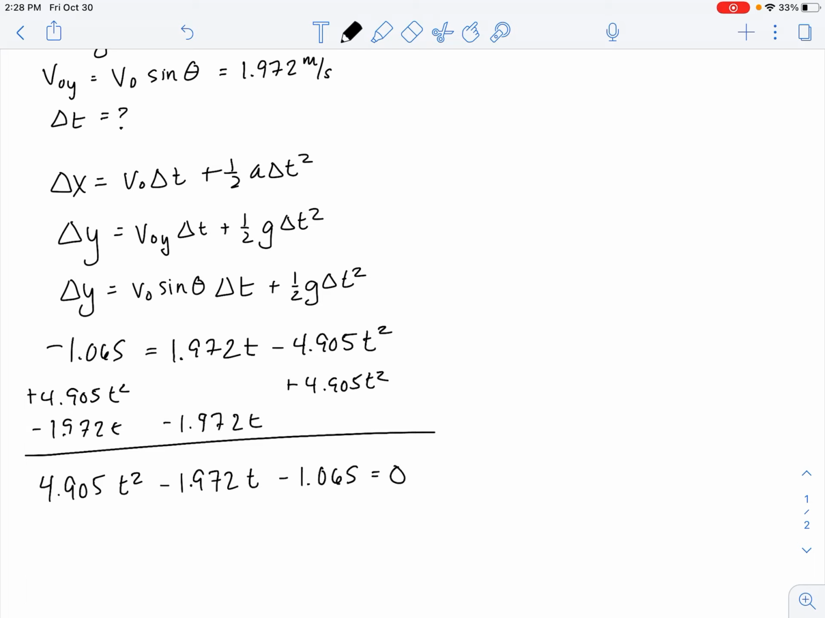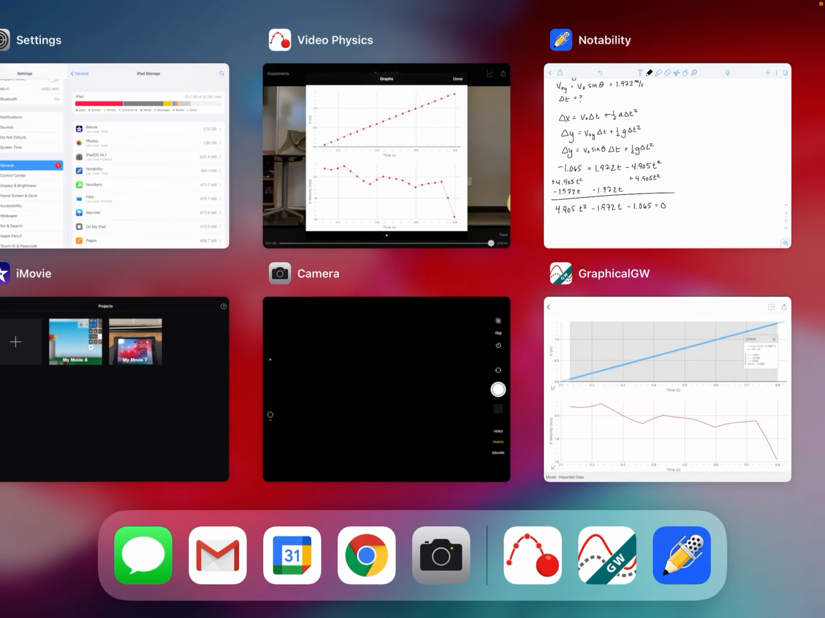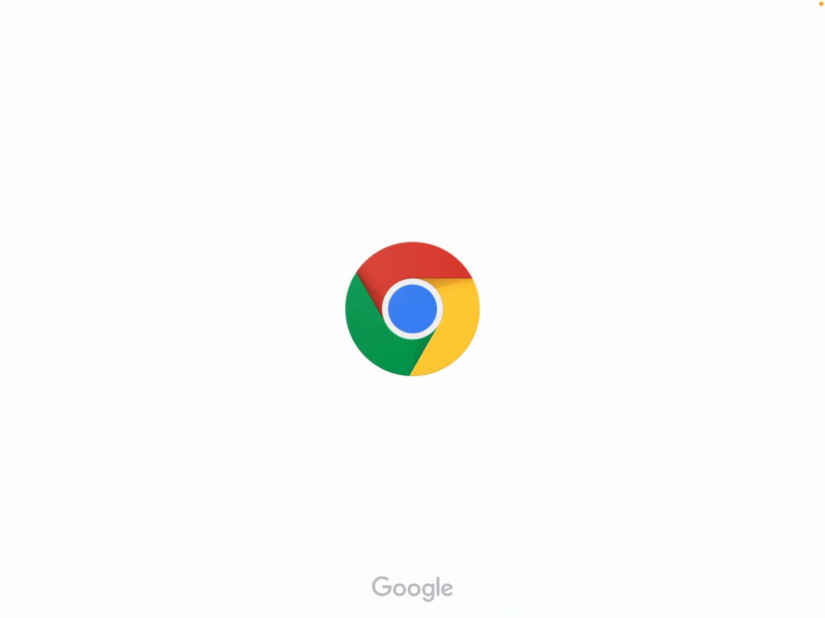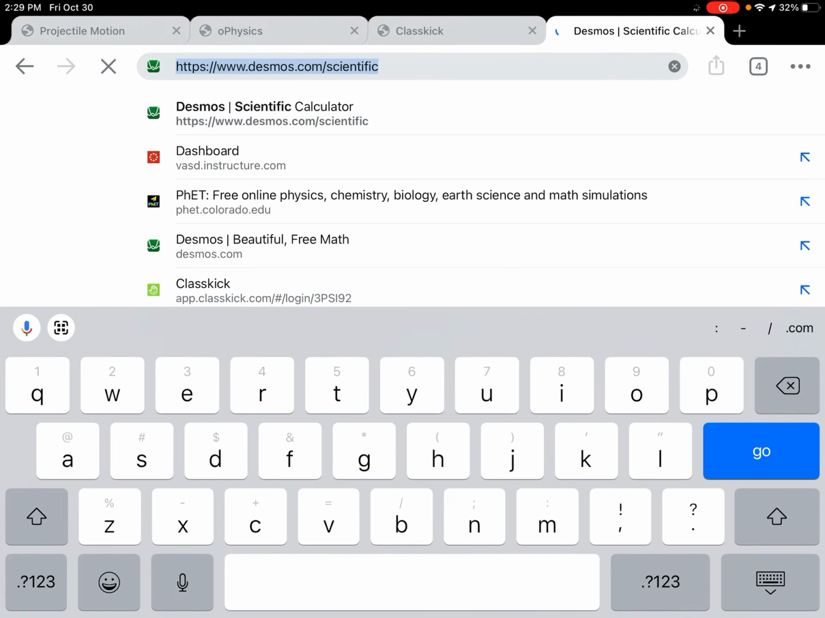Now this is a quadratic equation, and this is something that I can solve. And there are a number of ways to solve it. You can solve it with the quadratic formula. You can graph it on a graphing calculator and find the zeros, and that's what I'm going to do now. So I'm going to go to Desmos. It's really taking a long time to load. Try this again.